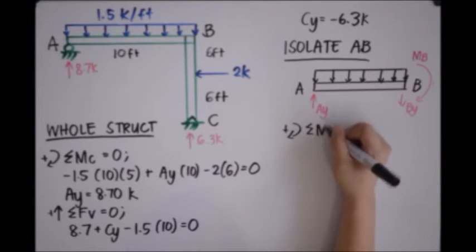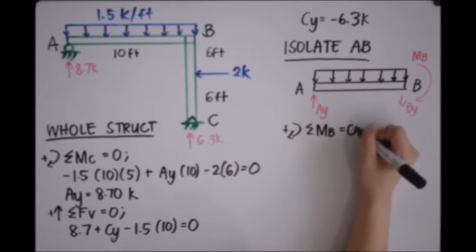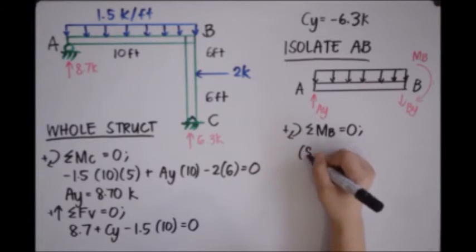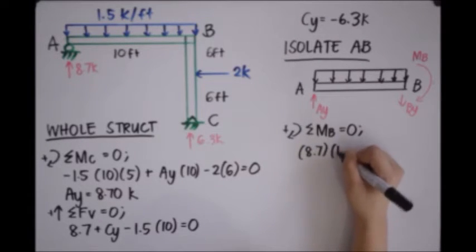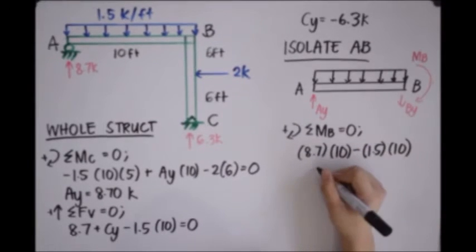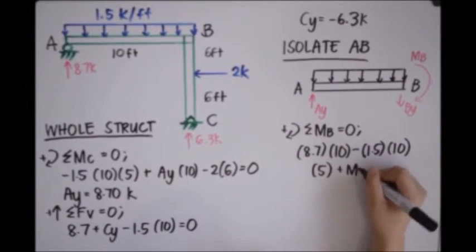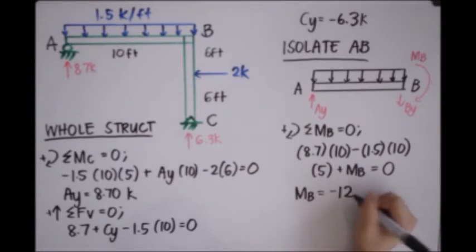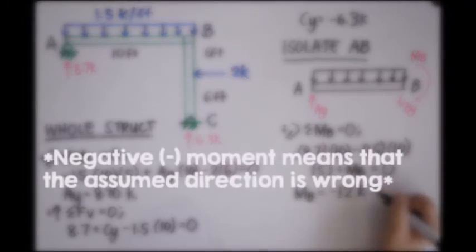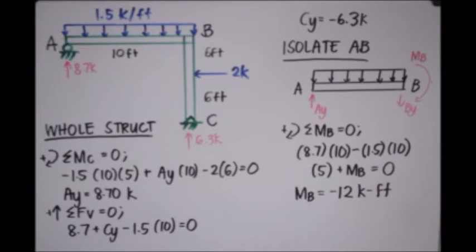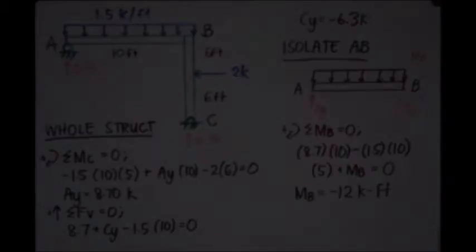Para makuha yung moment sa B, mag-summation moment lang tayo sa B. So, summation moment at B is equals to 0. 8.7 times 10 minus 1.5 times 10 times 5 plus MB is equals to 0. So, ang MB natin is negative 12. The negative moment means mali ang inassume mong direction. After nito, pwede na natin gawin ang shear and moment diagram.